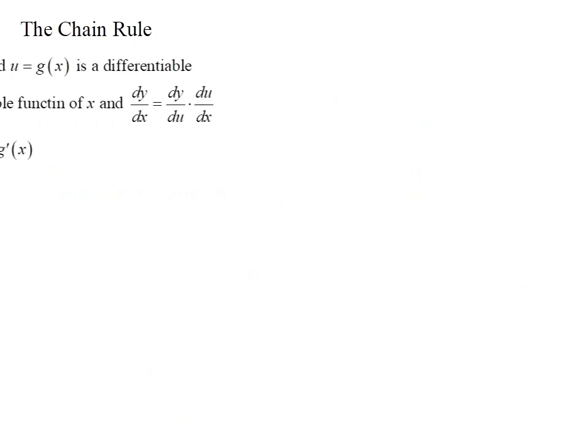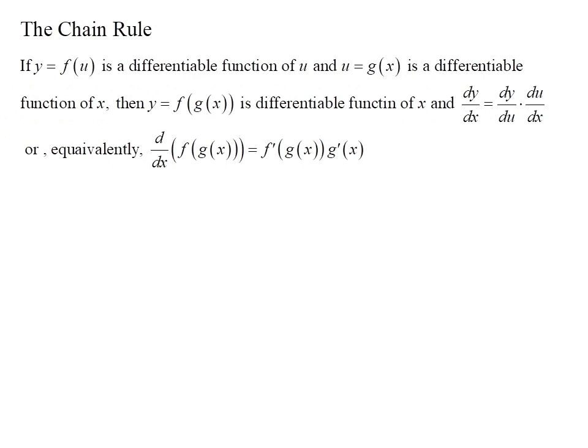Now we're going to introduce one of the most powerful differentiation rules, the chain rule. This rule deals with composite functions. If y equals f of u is a differentiable function of u, and u equals g of x is a differentiable function of x, then y equals f of g of x is a differentiable function of x, and we have dy/dx equals dy/du times du/dx.